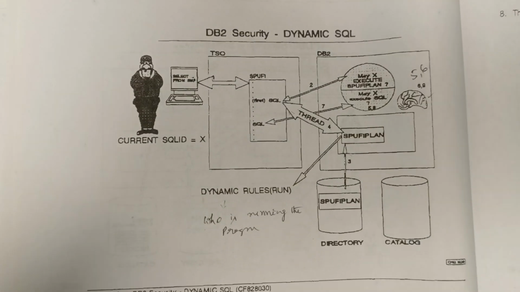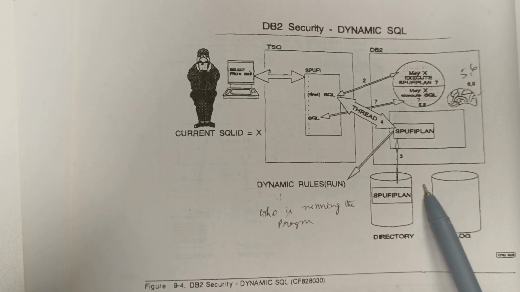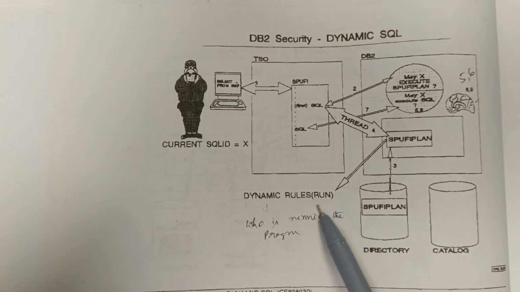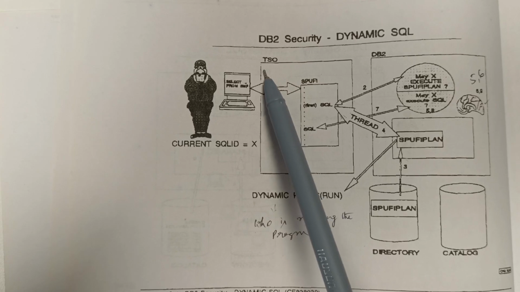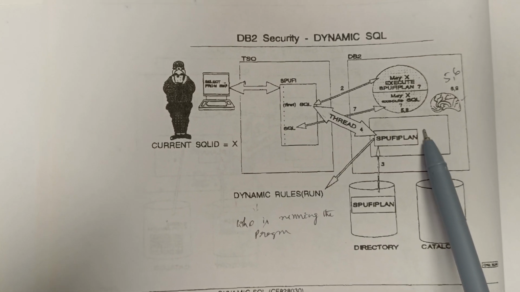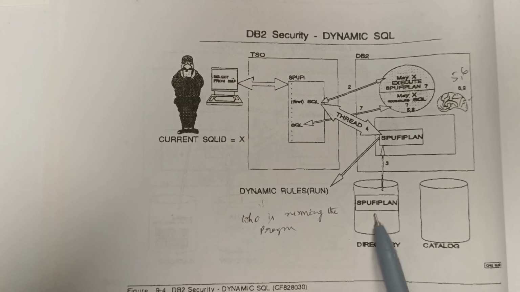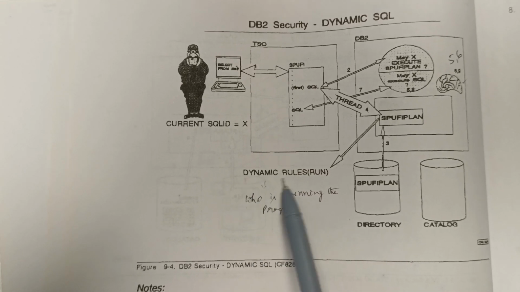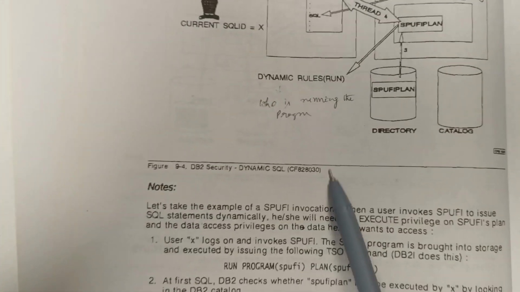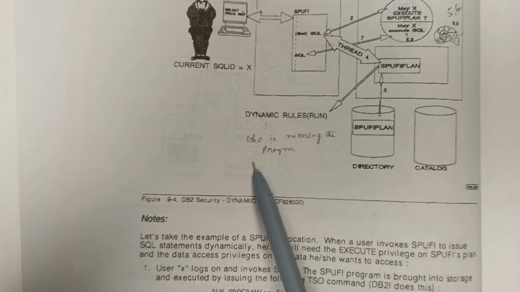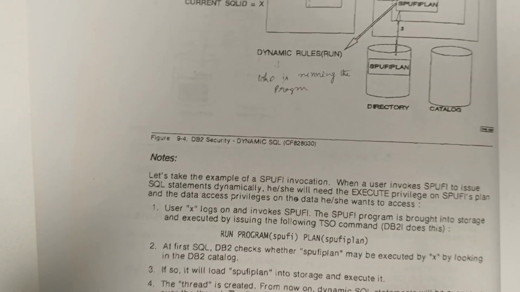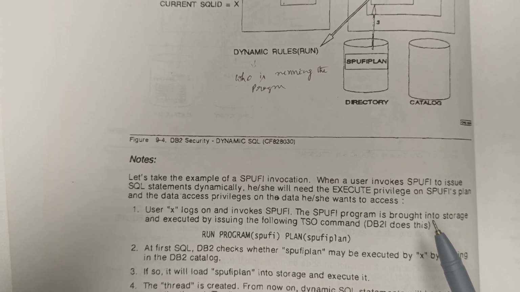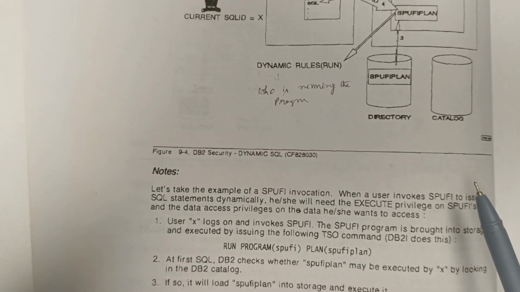But how are privileges given for dynamic SQL during bind execution? This is the bind for dynamic SQL, with the same TSO and DB2 mechanism, and this is the directory with the plan. We have one more mechanism called dynamic rule run command: who is running the program? Generally, at bind time we don't check privileges for the authorization user in dynamic SQL.